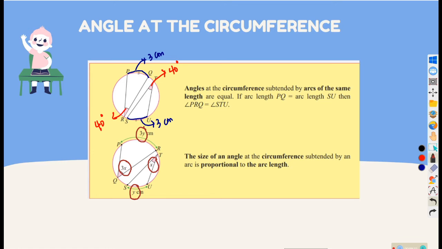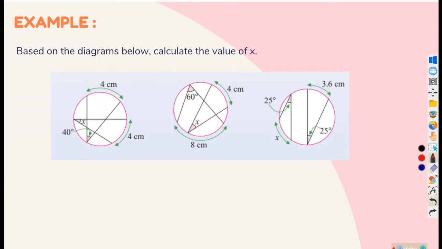So now we see the example. Based on the diagrams below, calculate the value of x here. The first one, you can see that these arc lengths are the same. So we know the angle at the circumference must be the same. So the first one here, x is equal to 40 degrees.